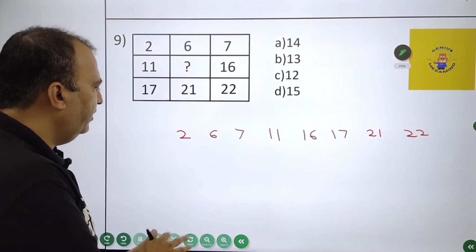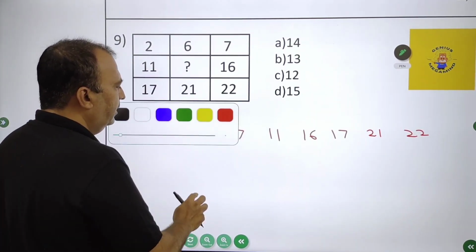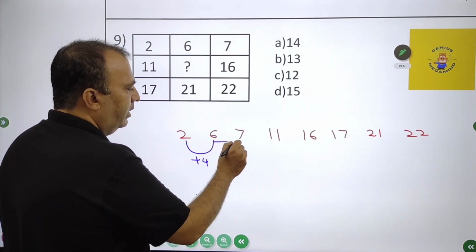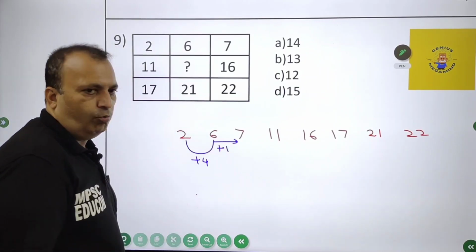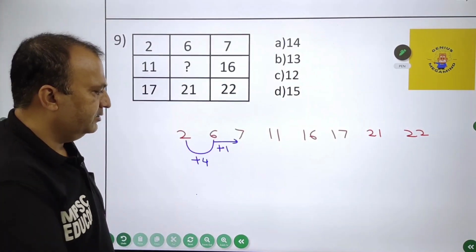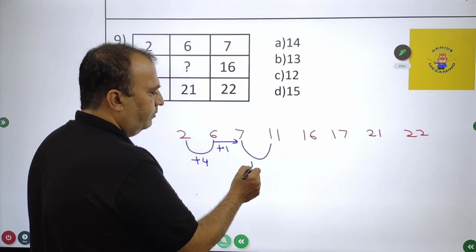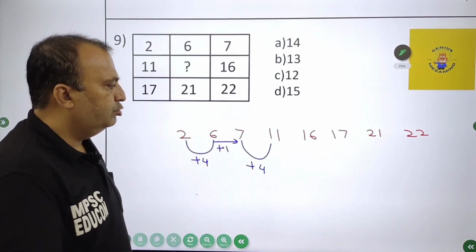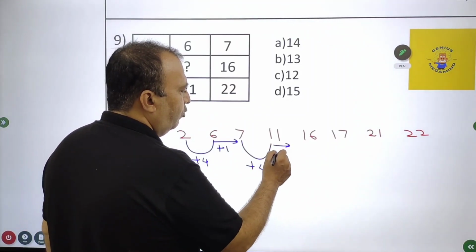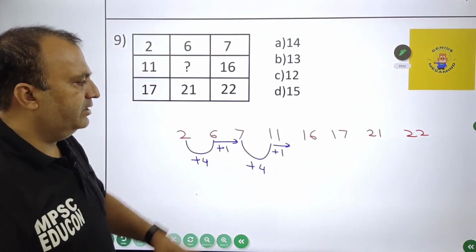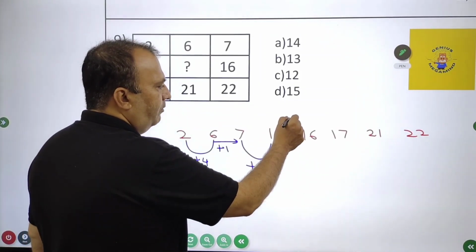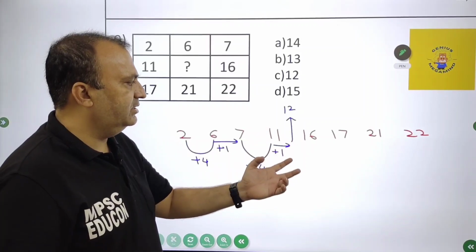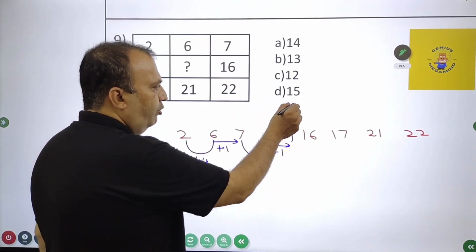Now what do I find over here? My friends, initially the difference between these two numbers is plus 4. And then again if I check, it is plus 1. So plus 4 and plus 1. Then again it is plus 4. Fine. So plus 4, plus 1, plus 4. So again it has to be plus 1. So 11 plus 1 comes out to be 12, my friends. So it will be the number between 11 and 16, which is the answer. So it is 12 over here.